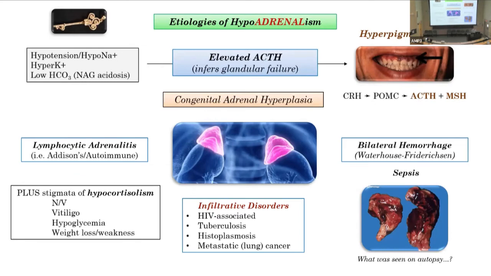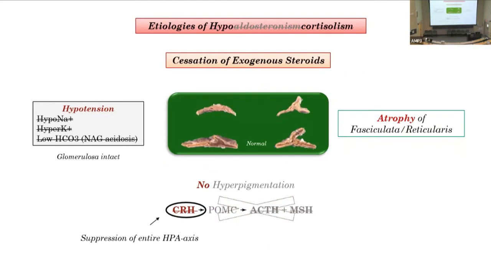So this is an aldosterone thing, but hypoadrenalism is hypocortisolism as well. Especially in patients with Addison's disease, what are some of the other signs or symptoms? Vitiligo, hypoglycemia, weight loss, weakness, and we have no cortisol as well. Staying with hypocortisolism, it's really the story of adrenal failure. So we're talking about cessation of exogenous steroids here.